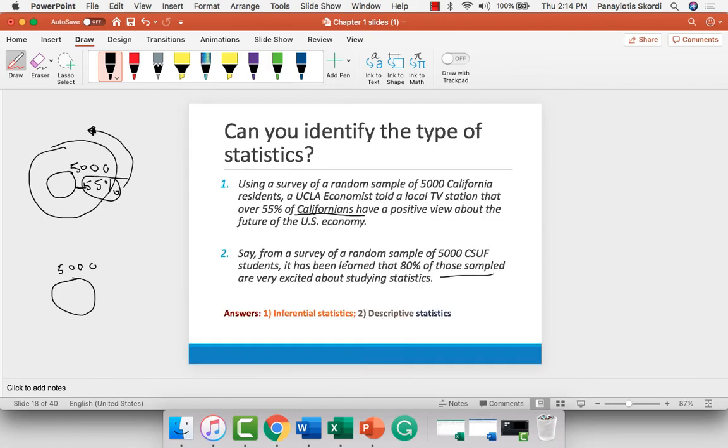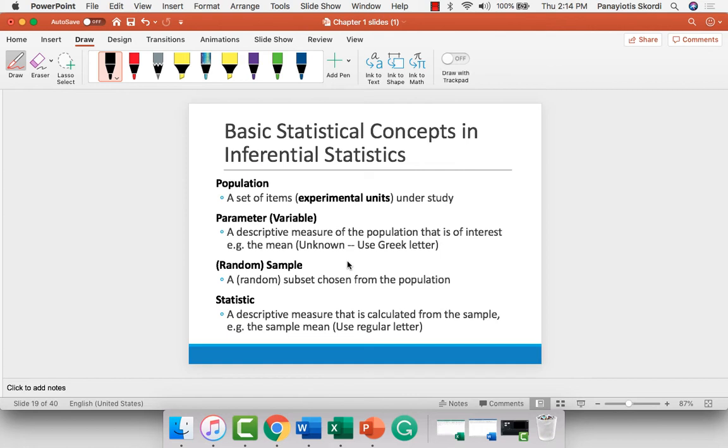Okay, let's just move on the other direction. Population. So population, as we said earlier, is the group of everything that I'm interested in running an experiment on. So this would be my population here. This is the big population.